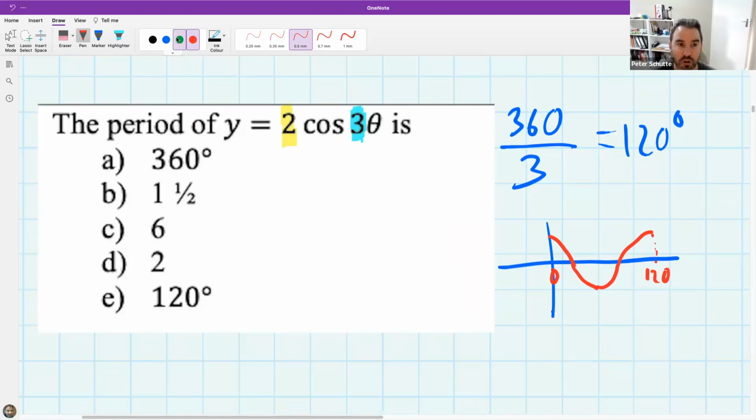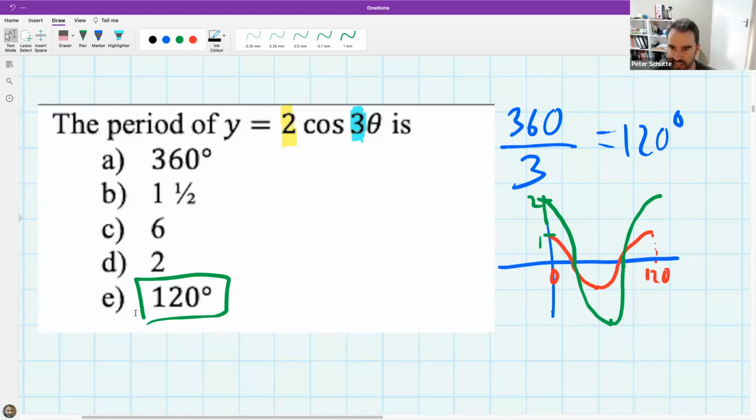But not only that, this one has been stretched upwards because of the 2. Now I'm doing stuff that is beyond the question. I'm just trying to fill in the blanks. It's also going to have been stretched like this. And that would be the effect together. But the question only asked about the period. And so the answer would be 120.